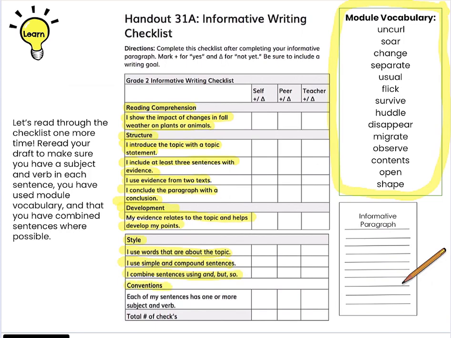Then conventions. Each of my sentences has 1 or more subject and verb. Remember, we need complete sentences. There's a who or what in your sentence, and they are doing some sort of action with the verb. So you're rereading your informative paragraph and checking the checklist today.